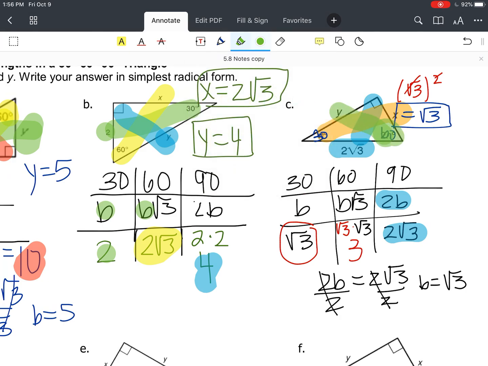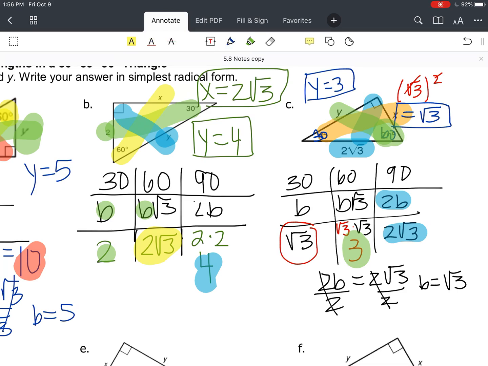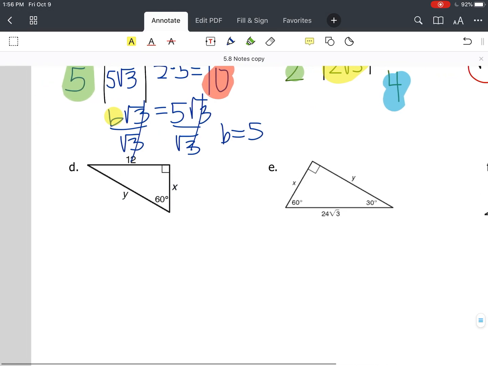Opposite 60 is y, and in my chart, opposite 60 is 3. So y will be equal to 3. So again, don't answer the questions of what's in the triangle until your chart is completely filled out. Let's do a few more examples.